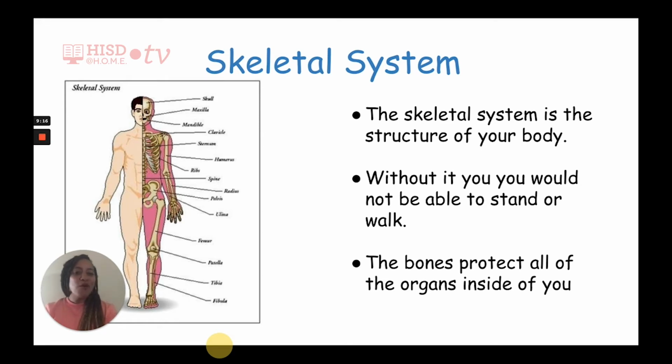Let's try one more. We have all heard of our rib cage. So what organ does our rib cage protect? We discussed this organ 2 weeks ago. So what organ does our rib cage protect? Yes, our rib cage protects our lungs.